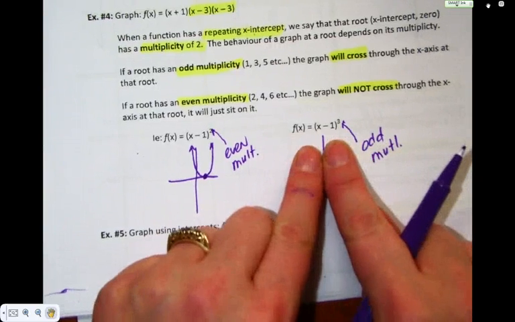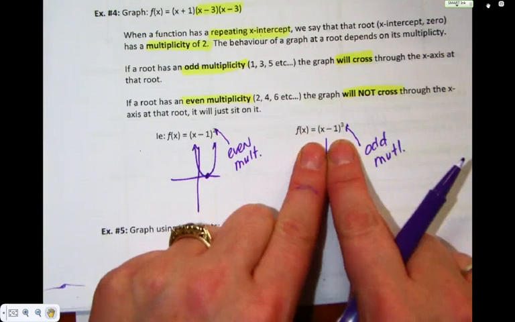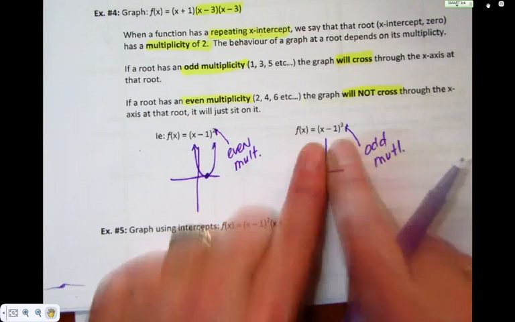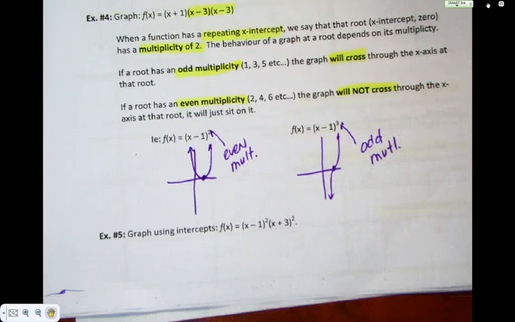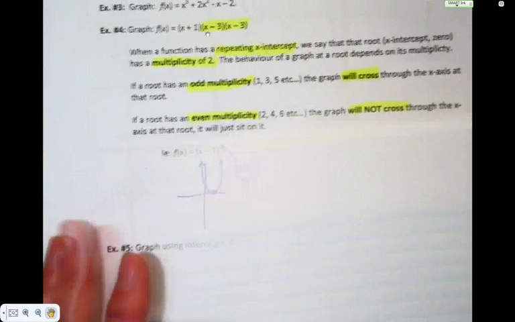This one is our base cubic with a horizontal translation 1 unit to the right. So we get our snaky guy that goes through 1. That's called an odd multiplicity, which means it crosses through the x-axis. Okay, definition so far in multiplicity. Okay, so let's look at example 4 and we'll see how this is going to change how we graph this.